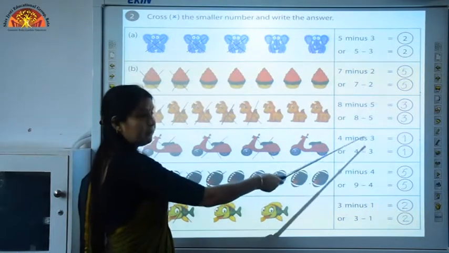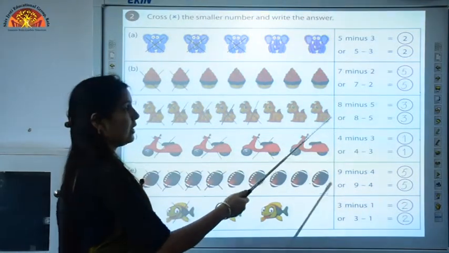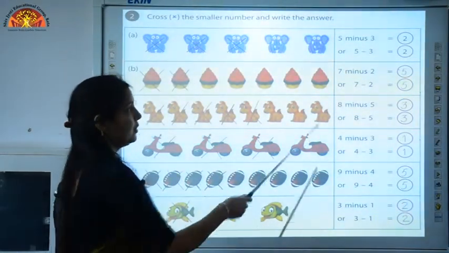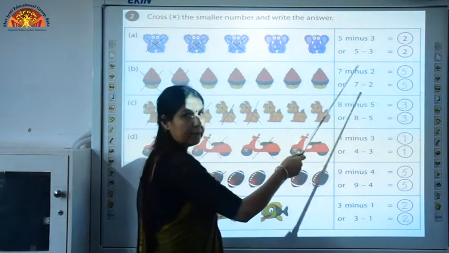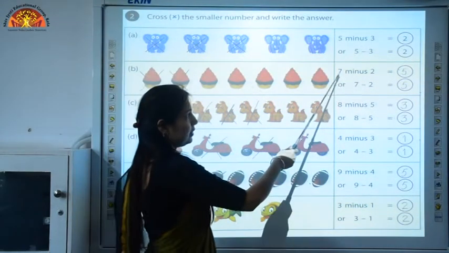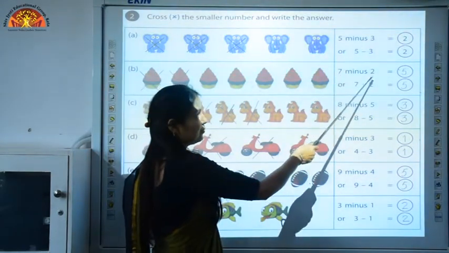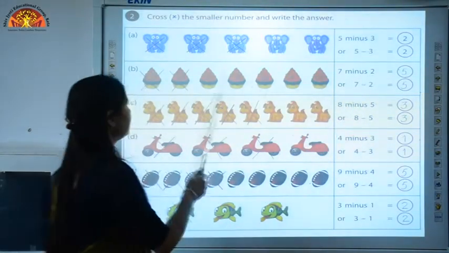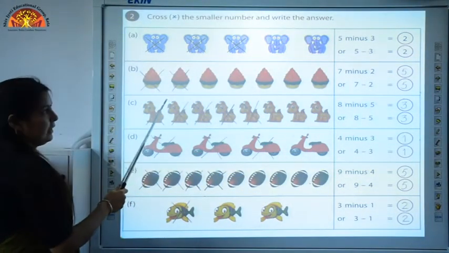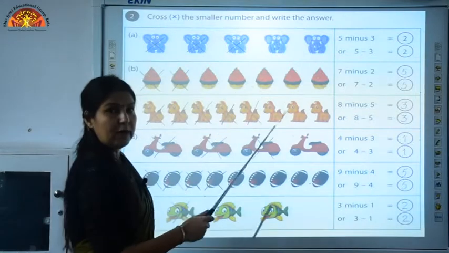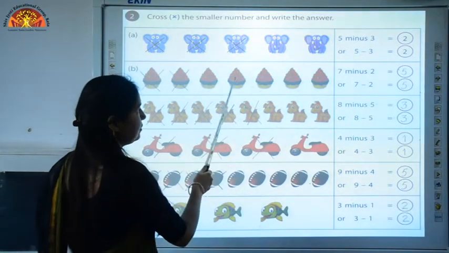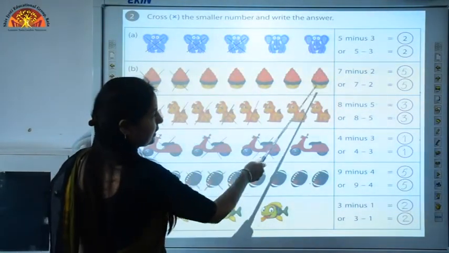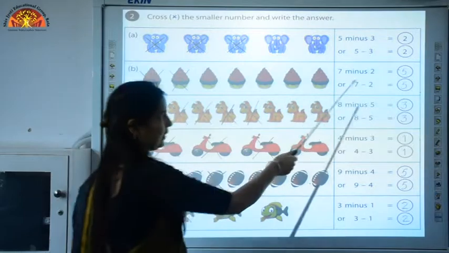Children, the numbers are given here. So what do you have to do? You have to cross the smaller number. So first of all, you have to find out the smaller number here. 2 numbers are here, 7 minus 2. Which one is smaller? 2 is smaller. So we will cut 2 here and count how many are left: 1, 2, 3, 4, 5. 5 are left, so we will write 5 here.